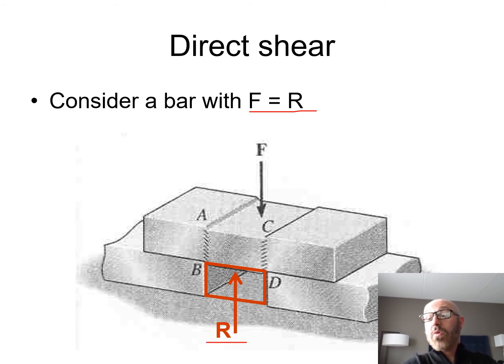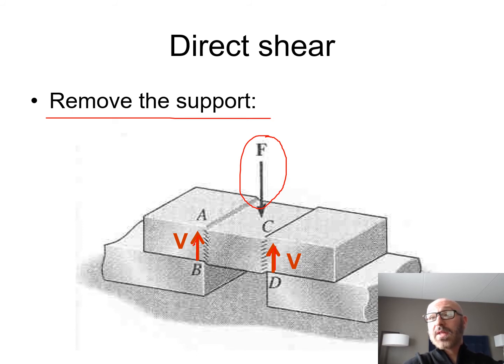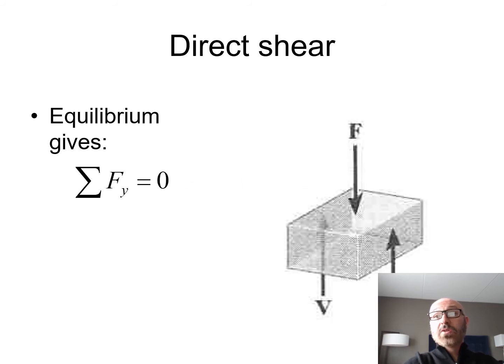Now what happens if we were to remove that? If we remove that support piece from down there, then we can see we have these shears, V there and a V there, that are opposite to our applied load F. Moving forward, from our equilibrium we can use our general equilibrium equation, summation of forces in our y direction is equal to 0.